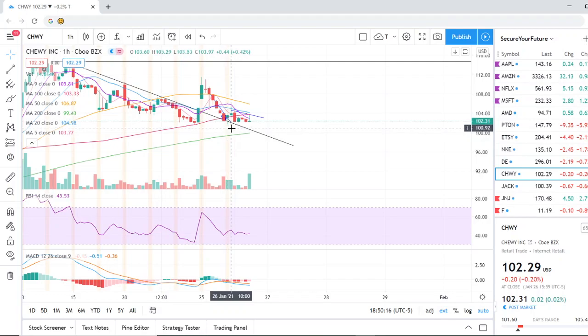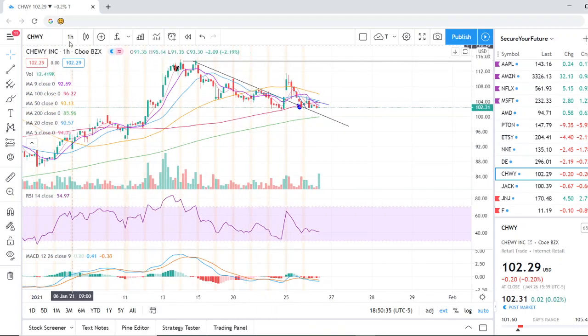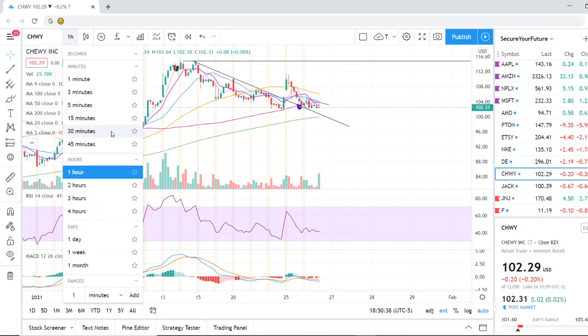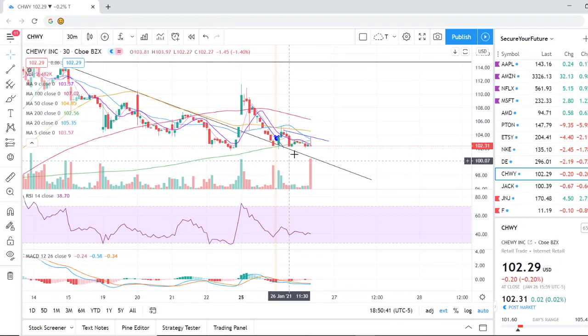101.61. 101.81. It hasn't technically made your divergent low yet. 101.61 is what we need. Before I forget, we'll go down closer to, say, a 30-minute. We could just come down to back test this early tomorrow morning, pick up that 101.61. There's no way the momentum's going to get all the way down here, create your divergence, and possibly bounce right back up.